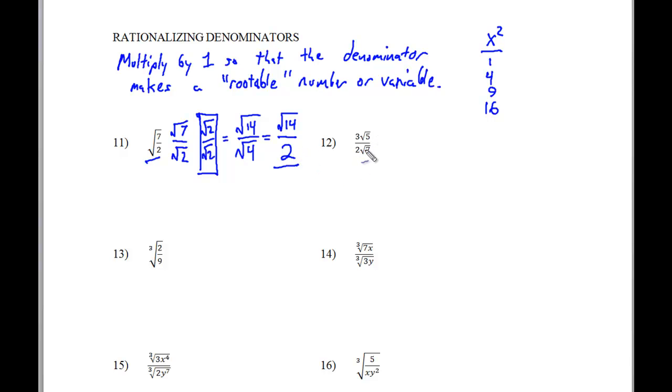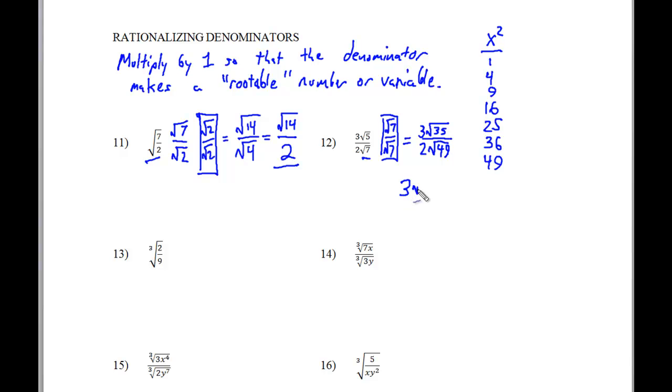In problem number 12, only focus on the root that's in the denominator. Do not focus on the number in front of it. If I extend my chart here a little bit to 25, 36, and 49, the square root of 7 can be multiplied by the square root of 7 to make 49. I will now multiply the top and bottom by the square root of 7, which is in essence like multiplying by 1. So now I have 3 times the square root of 35 over 2 times the square root of 49. The 5 times 7 made 35, the 7 times 7 made 49.